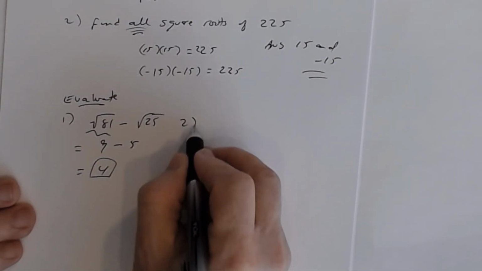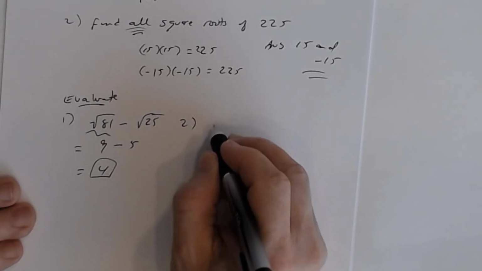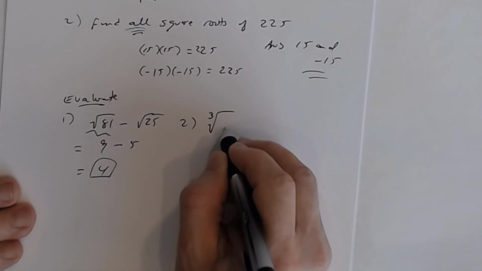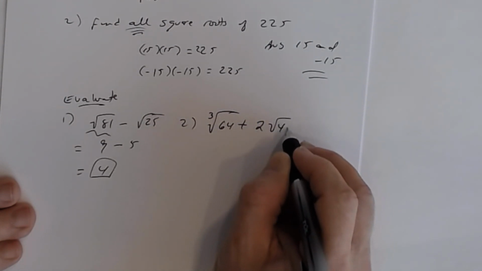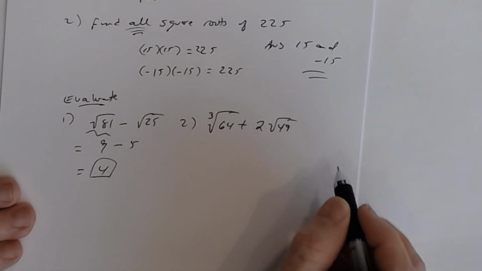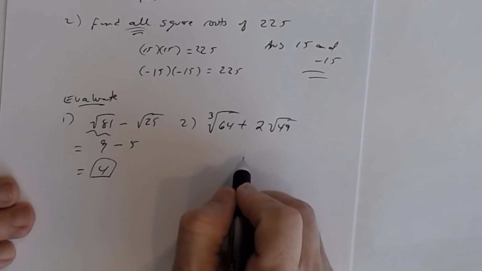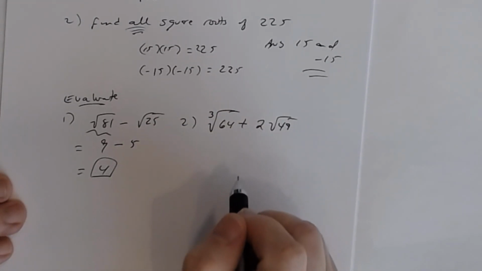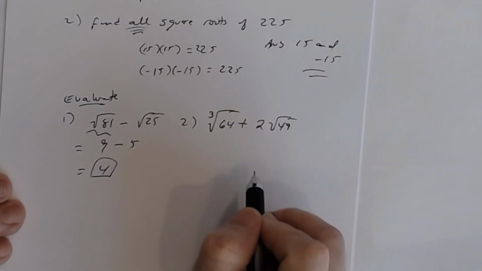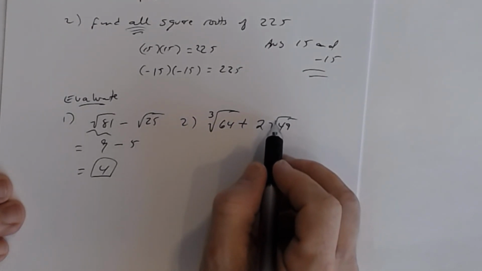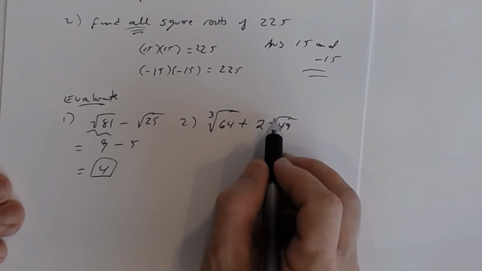So that's number 1. Number 2, suppose we had the cube root of 64 plus 2 times the square root of 49. That means 2 times the square root of 49. So remember, if there's no index, it's understood to be a square root. The index is understood to be 2. So if you don't see it there, that's a 2.